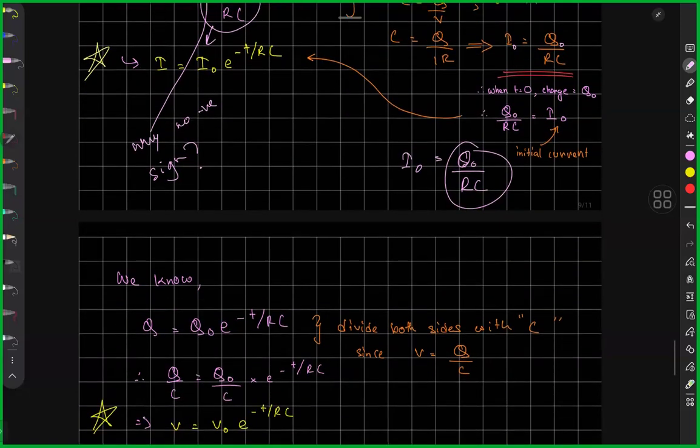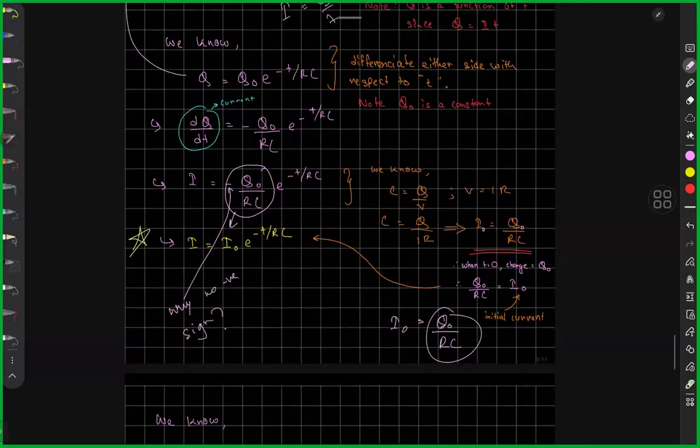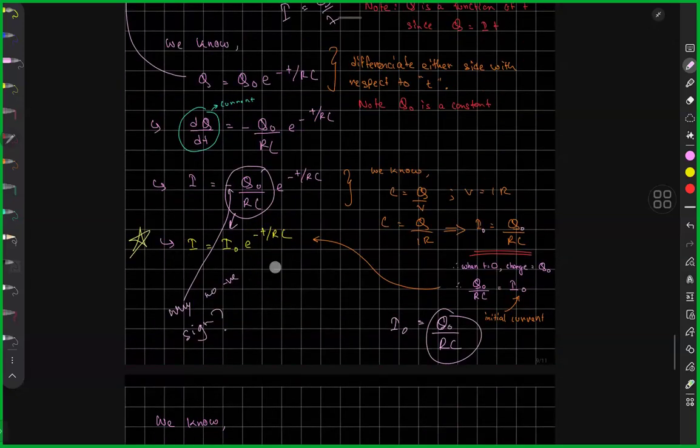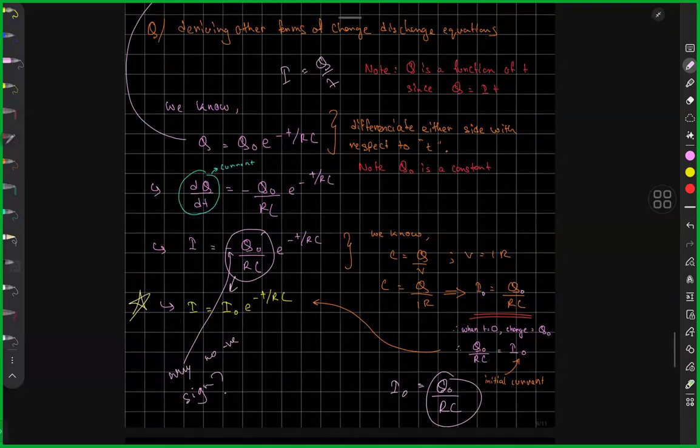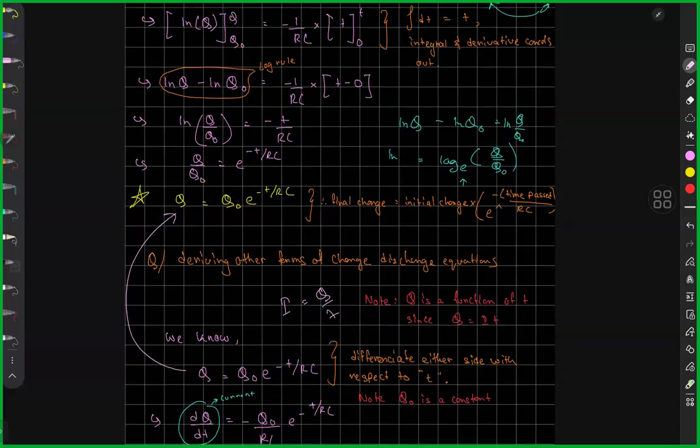So ultimately, what did I get to? Two equations. One is I is equal to I naught times e to the power minus t by RC. This is one of the equations where I find out current with respect to time. The other equation I have is Q is equal to Q naught e to the power minus t by RC. And this tells me how charge varies with time.